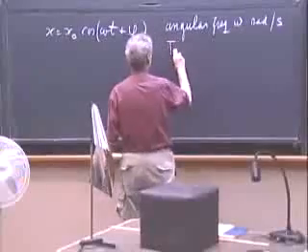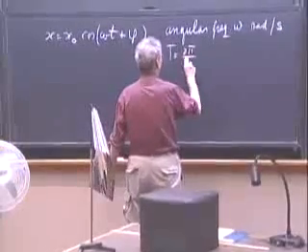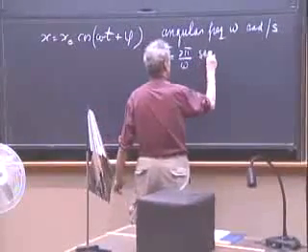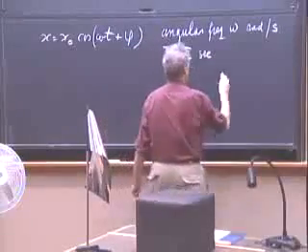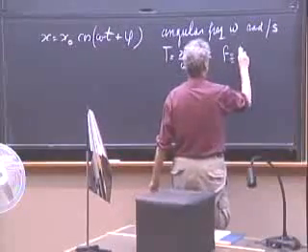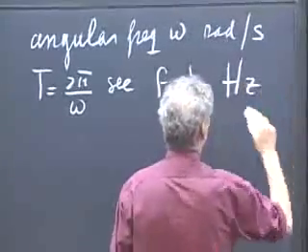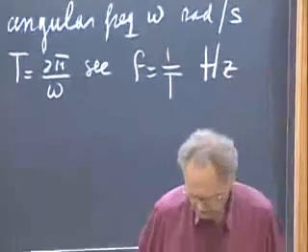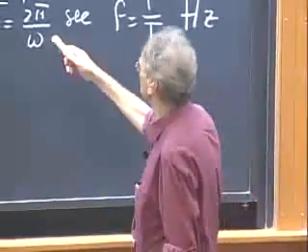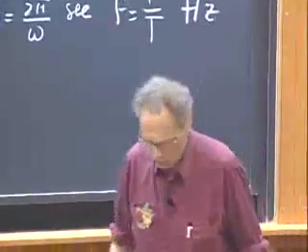The period T, 2 pi divided by omega, is then expressed in terms of seconds. And the frequency f, which is 1 over T, is what we call hertz, number of cycles per second. Do not confuse omega with f. There's a factor of 2 pi difference.